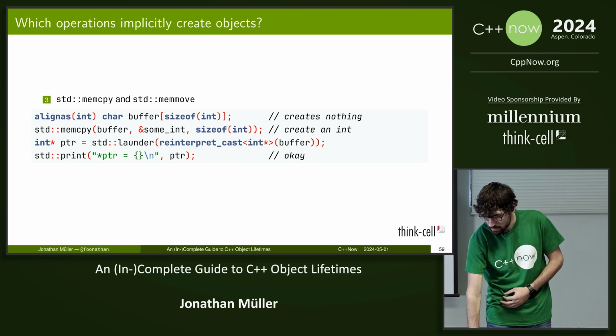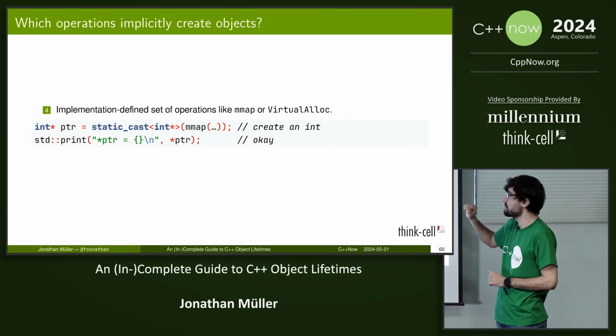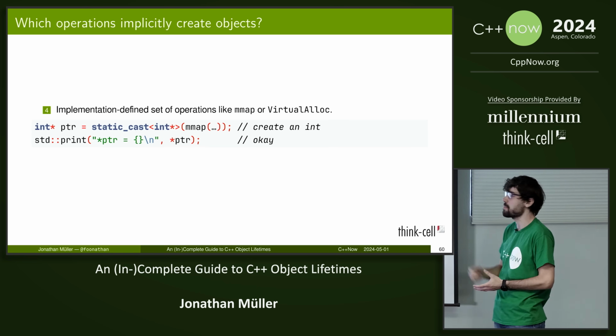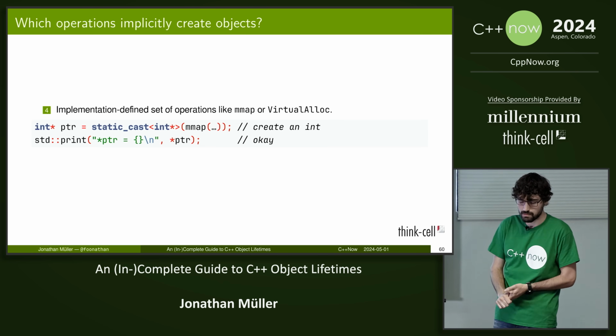Okay. And finally, for implementation-defined functions, for example, mmap would probably implicitly create objects just like malloc. It's not in the standard, but the implementation can extend the set to make this well-formed.